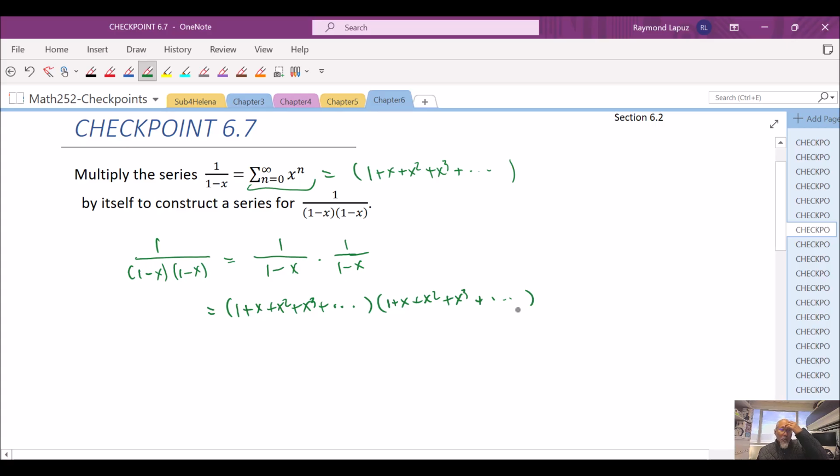Well, it's a little bit more complicated than foiling. We're going to need to do some sort of a distribution. So let us imagine taking this whole infinite series and distributing it over to each of these values. Obviously we're not going to be able to capture every single thing, but let's see what we can write out. Let's start off with 1. 1 times this whole thing is going to be that whole thing. So that's 1 plus x plus x squared plus x cubed plus ... So that's the 1 part.